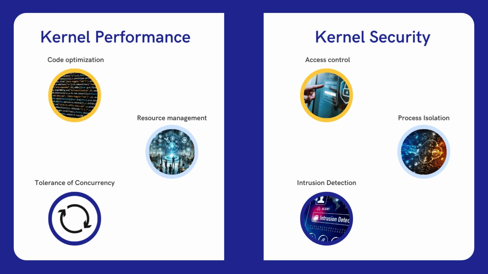Kernel security. Access control. The kernel implements strict access control to protect itself from unauthorized access and ensure that only authorized processes can access system resources. Process isolation. Virtualization and isolation techniques are used to prevent a compromised process from affecting other processes or the kernel itself. Intrusion detection. Intrusion detection mechanisms are implemented to identify and respond to attempts to attack the kernel and the operating system.